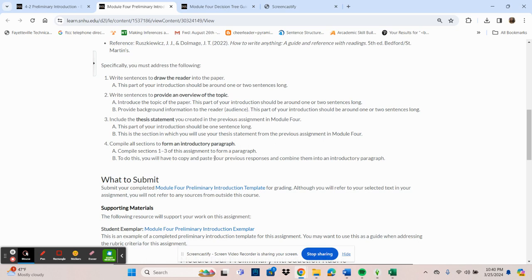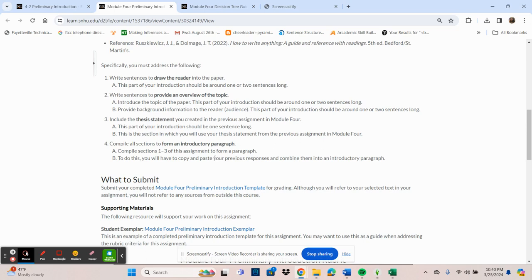Number two, write sentences to provide an overview of the topic. Introduce the topic of your paper. This part of your introduction should be around 1 to 2 sentences long. Provide background information to the reader audience. This part of your introduction should be around 1 to 2 sentences long. Number three, include the thesis statement you created in the previous assignment in Module 4. This part of your introduction should be 1 sentence long. This is the section in which you will use your thesis statement from the previous assignment in Module 4.